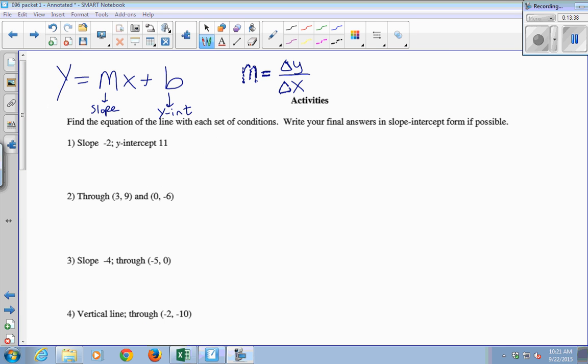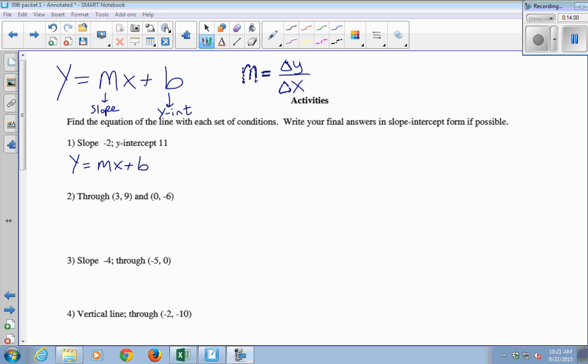Okay, so the directions say find the equation of a line with the given conditions. So if they ask for the equation of a line, you're trying to find y equals mx plus b. And you need a number for m and you need a number for b. So you start by writing down y equals mx plus b. Your goal is to replace the m and the b with a number.